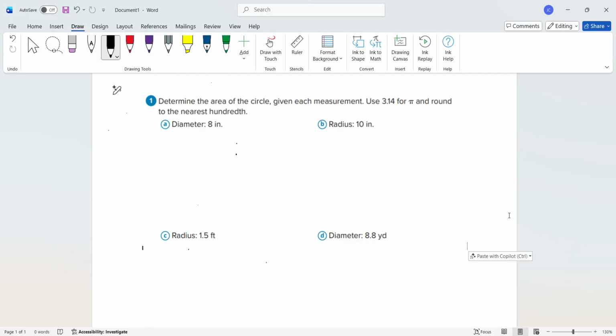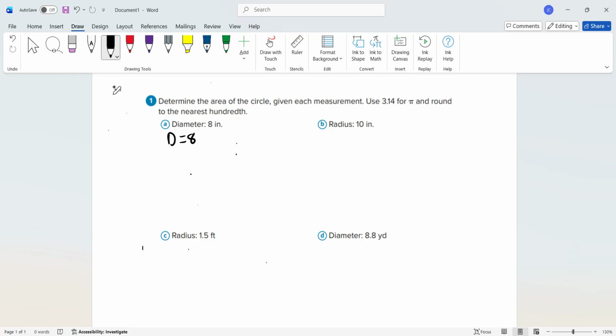So just grab a pencil and paper with a calculator and follow along, because as you'll see, it gets a little easier the more we do them. It says determine the area of the circle given each measurement, and they want us to use 3.14 for pi, rounding to the nearest hundredth. In part A, they're telling us that our diameter is 8. So I know that D equals 8.